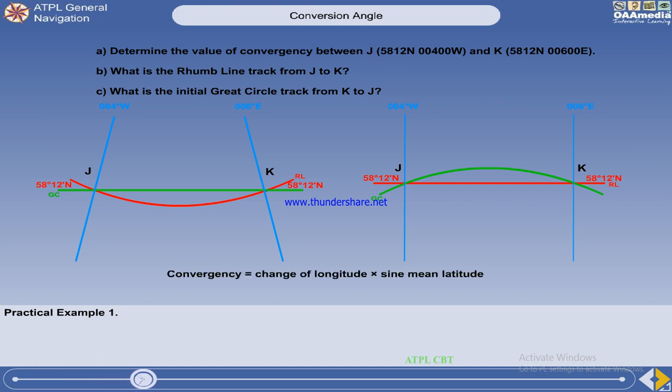Convergency equals the change of longitude times the sine of the mean latitude. The change of longitude is from 4 west to 6 east. That's 10 degrees. Now we need to calculate the sine of 58 degrees and 12 minutes. This may be the first time you've had to deal with a trigonometrical function involving both degrees and minutes, as opposed to decimal degrees, so we'll take a moment to deal with this.